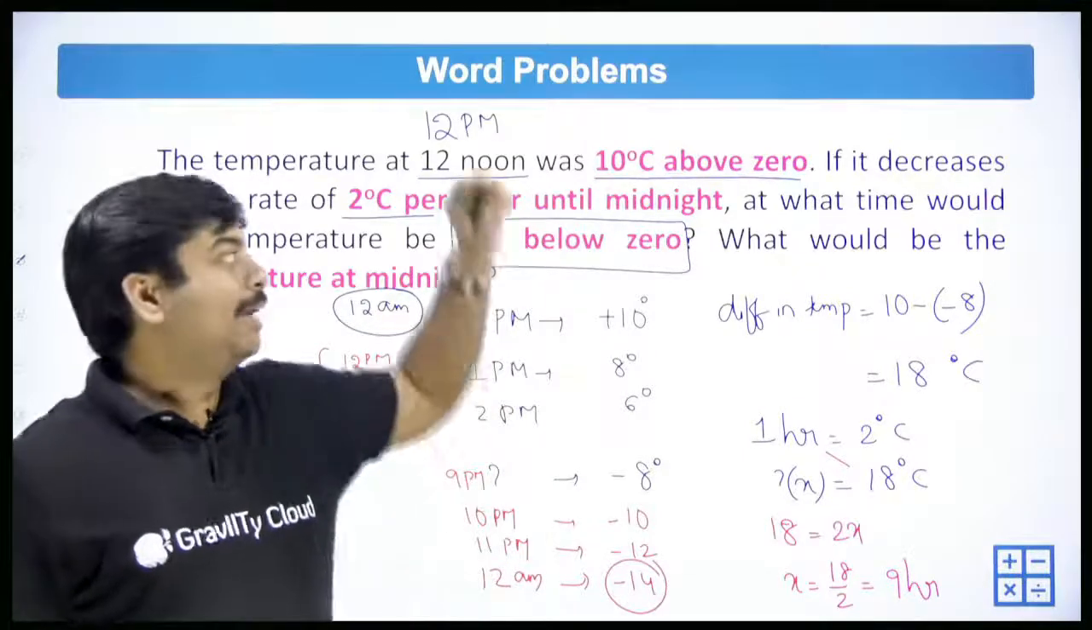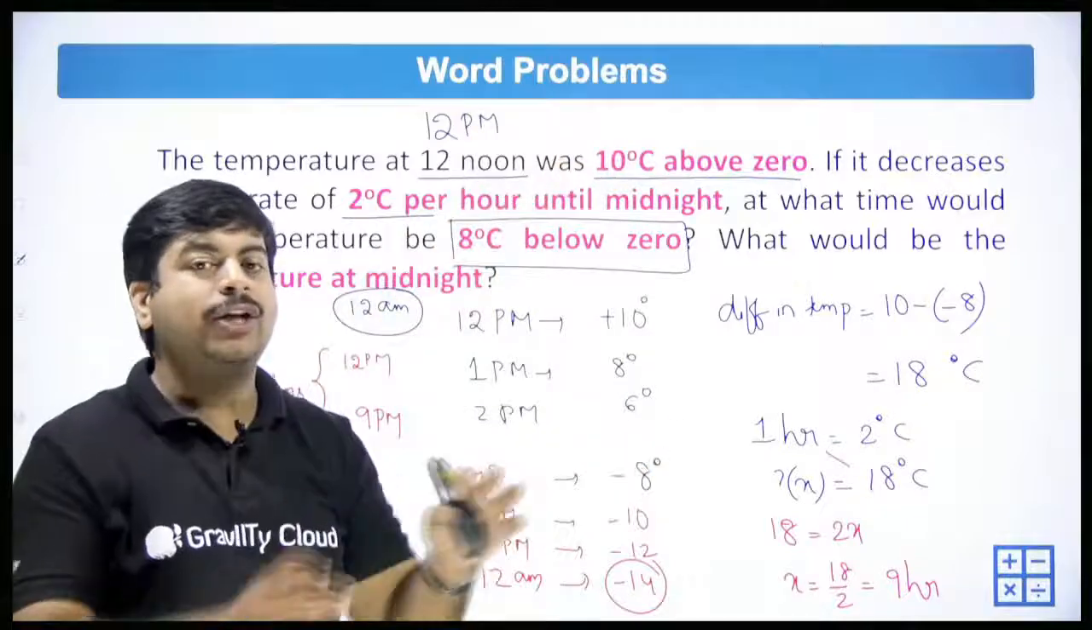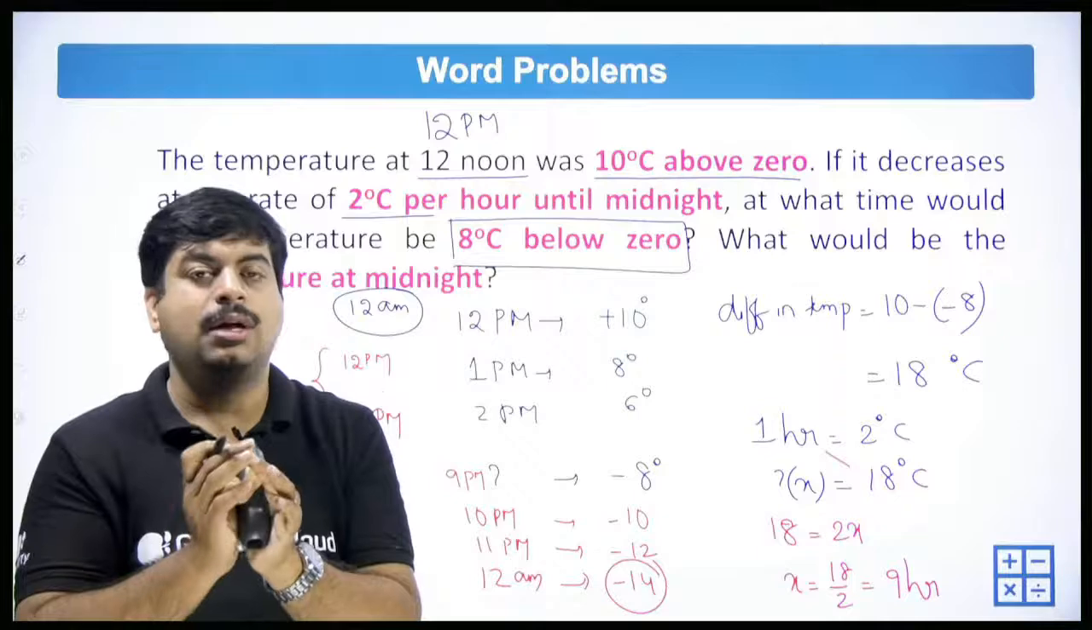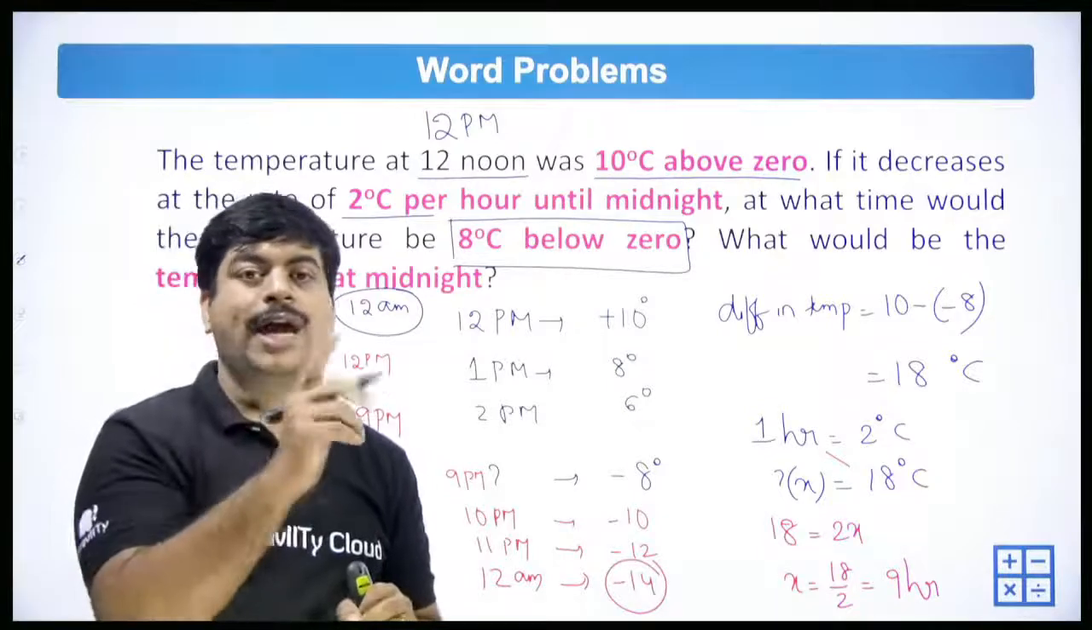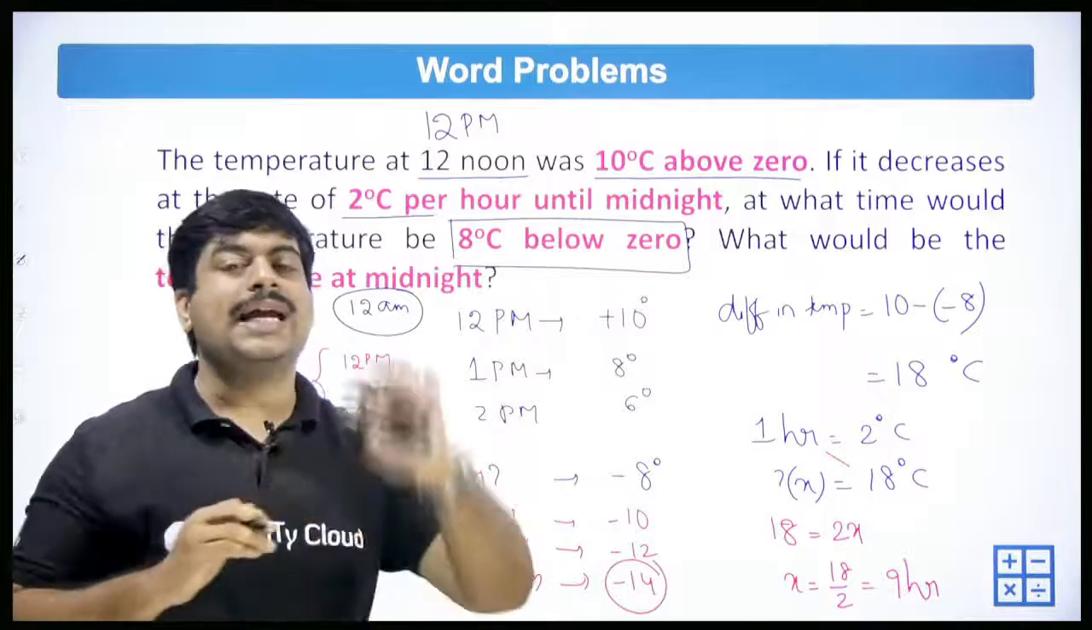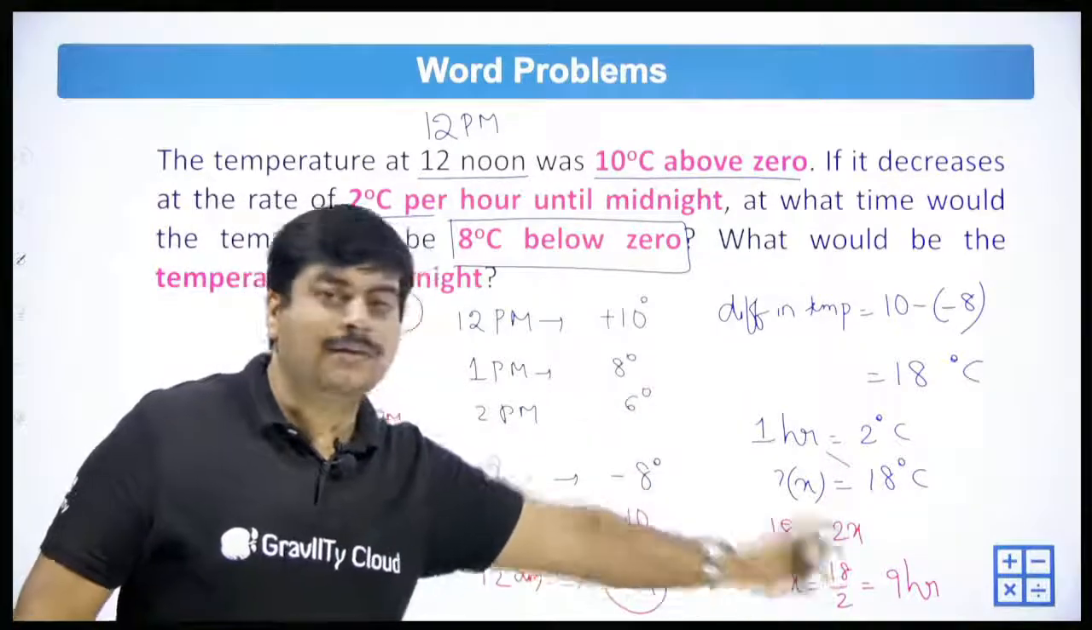Right? From 10 to minus 8, you have a total of 18 degrees Celsius as the difference in temperature. For every 1 hour, you have 2 degrees Celsius down. So for 18 degrees, you need 9 hours of time.